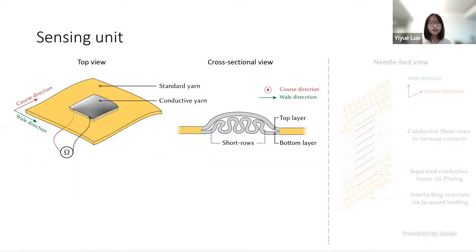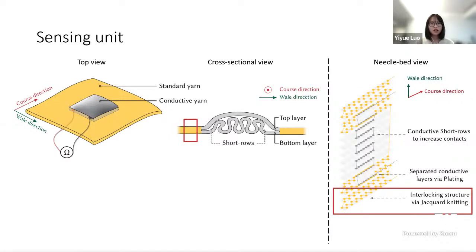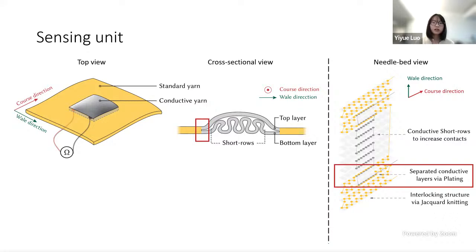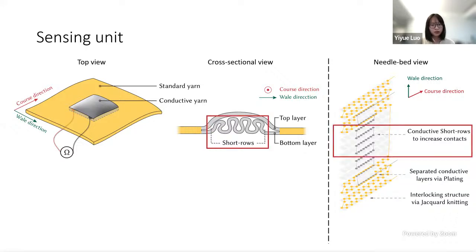So our integrated pressure sensor builds on a double-layered knitting structure. We enable the sensing capability by inserting off-the-shelf conductive yarns at specific locations on both the top and bottom layers separately. We leverage jacquard knitting to form the interlocked double-layered base structure and use plating to embed graphical designs in front of the sensing unit with various yarns with different colors or different textures. And we also use short rows to create local curvatures with conductive yarns for larger contact area.